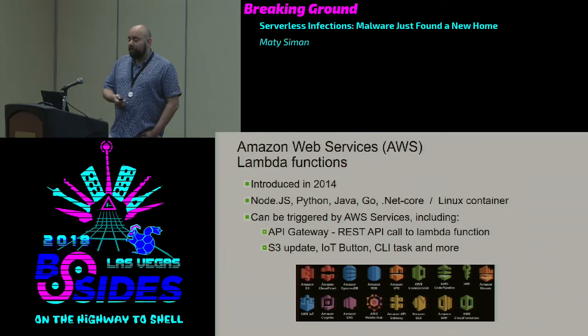So the AWS Lambda Functions service was introduced in 2014. They support a lot of languages: Node.js, Python, Java. We got very excited because they added Go in the beginning of the year, which is nice. .NET Core, everything runs on Linux containers, and everything is fun.